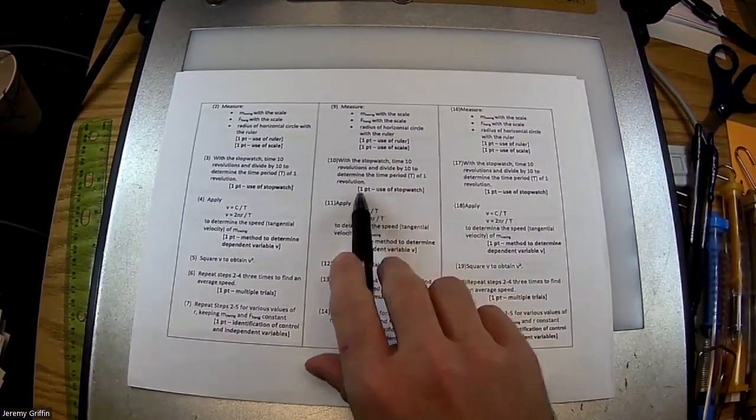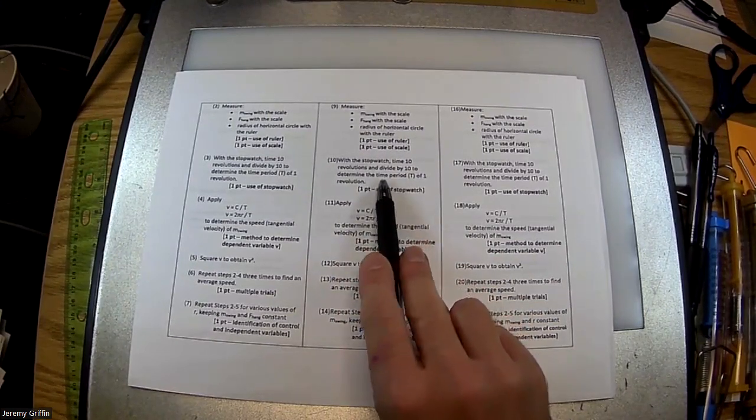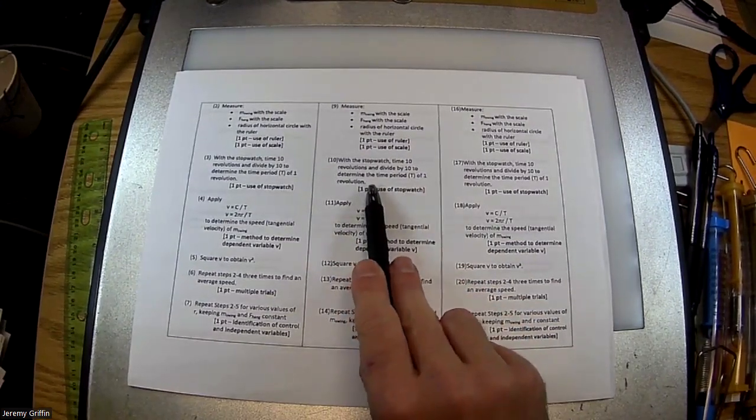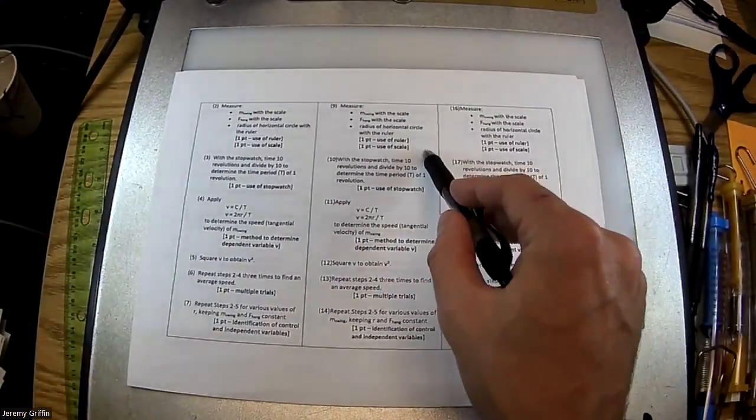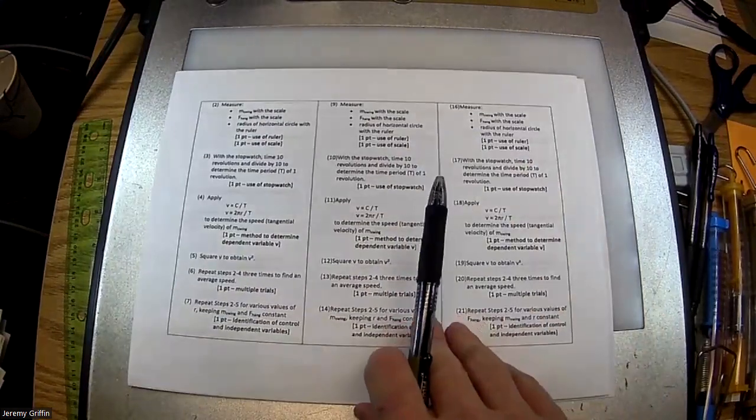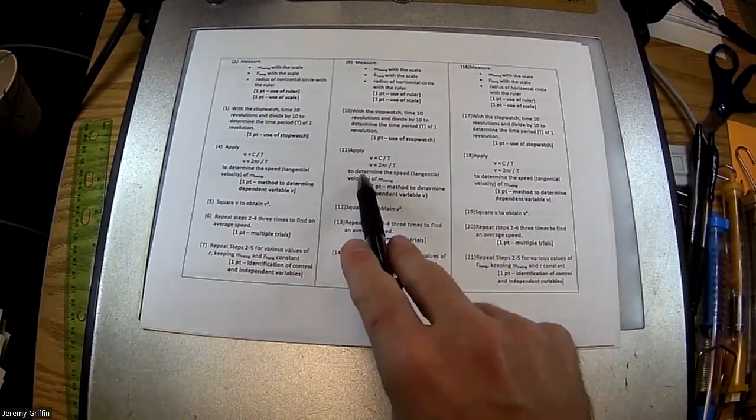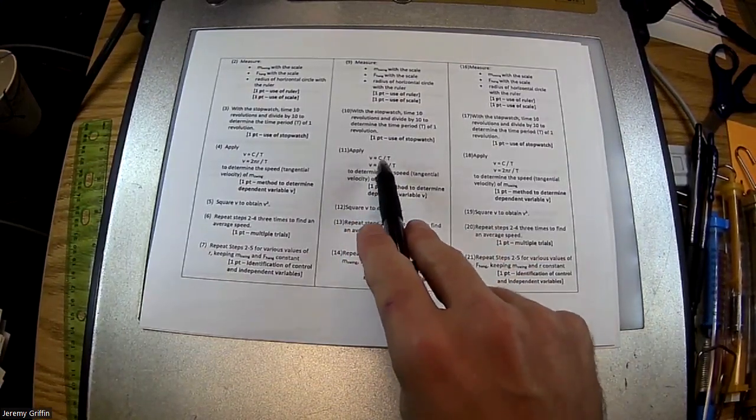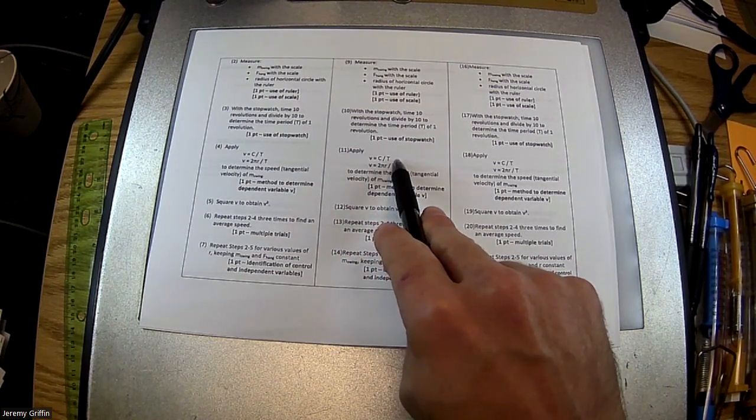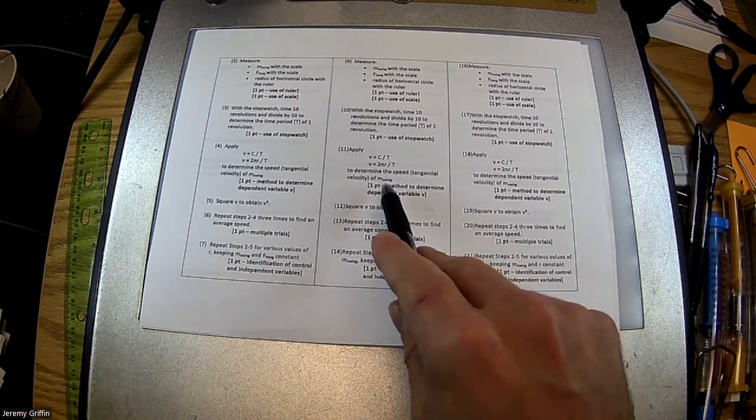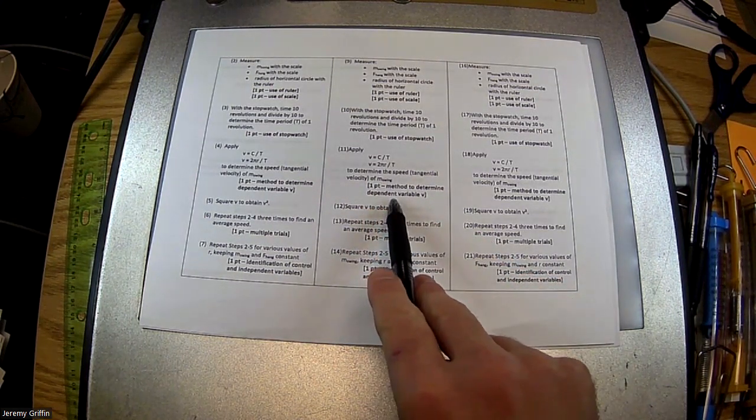Next step is also the same for other groups. With the stopwatch, time 10 revolutions and divide by 10 to determine the time period of 1 revolution. So 1 point for use of the stopwatch. So you've got each tool and what you measure with it. Everybody also did this next step. Speed is distance over time. Distance could be 1 circumference around the circle, which corresponds to exactly 1 time period. So 1 circumference divided by 1 time period, 2 pi r divided by T, to determine the speed.